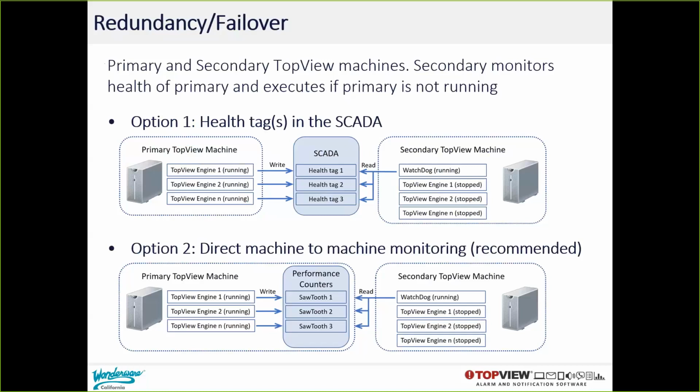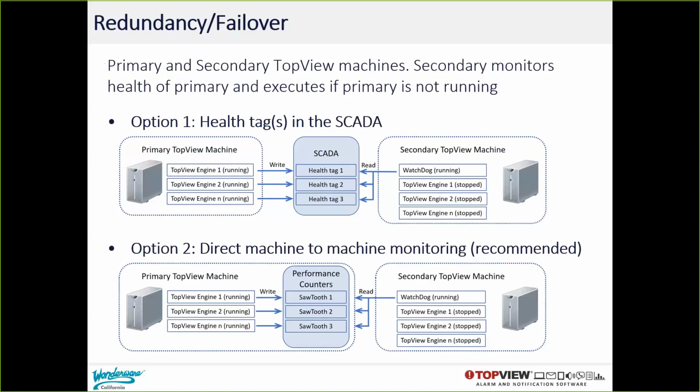So we give you 2 methods for how the watchdog on the secondary machine is monitoring the health on the primary machine. One option is to use a health tag that you create on the SCADA side. So the primary engine, while it's running, is writing to the heartbeat tag, and the watchdog on the secondary machine is monitoring that heartbeat tag to determine just really is the primary engine running and healthy.